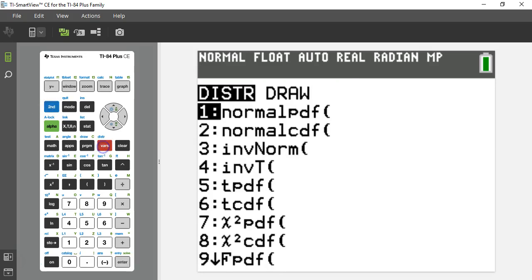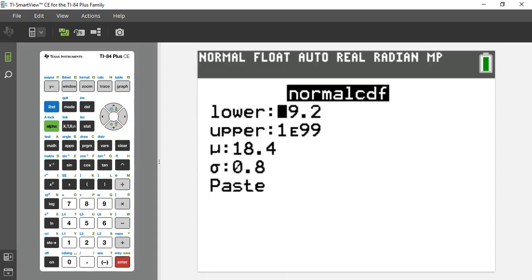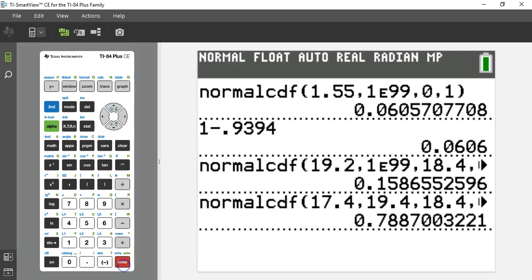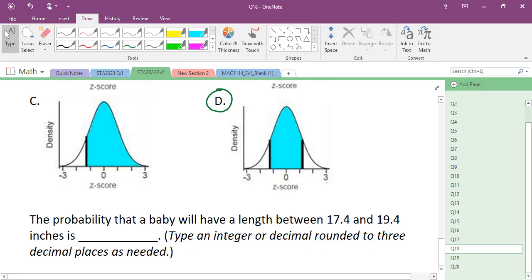So we'll hit second vars, and again, we want to do the normal CDF. What's our lower bound? 17.1 is the lower. What's the upper? 19.4. And then it still has the same mean and standard deviation that we had last time. And hit enter. Again, round to 3 decimal places. You got it, 0.789.